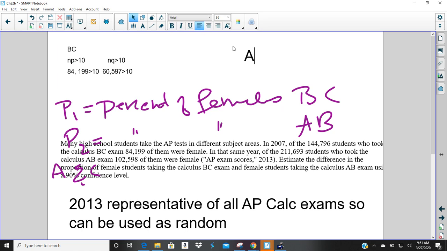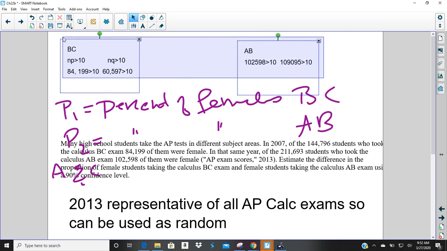And now I'm going to do the same thing for AB. The number who took it were 102,598, which is greater than 10, and the number of males that took it is going to be 211,693 minus 102,598, which is going to be 109,095, which is greater than 10. Okay, sorry about that. So I wanted to do that there.